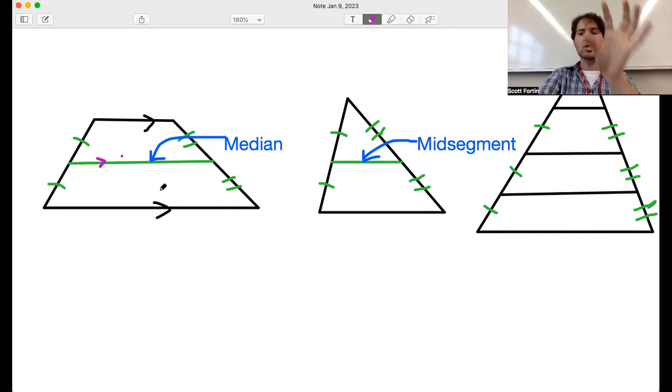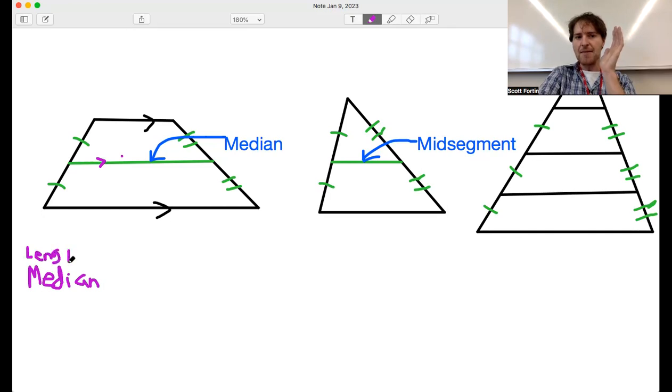So the question I asked second block was, can somebody tell me a formula to keep in mind for the length of a median? I'll put length here because I'm talking about the length of that median. The length of a median actually appears in the area of a trapezoid formula. That's right, the area trapezoid formula.